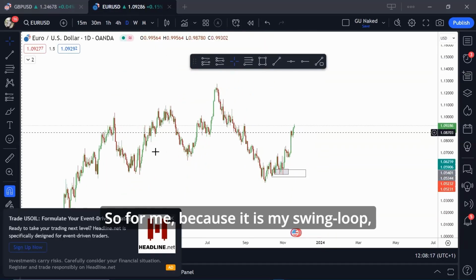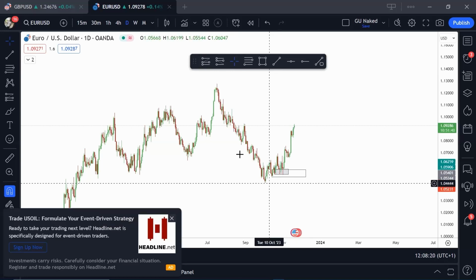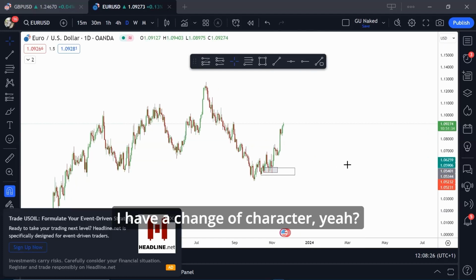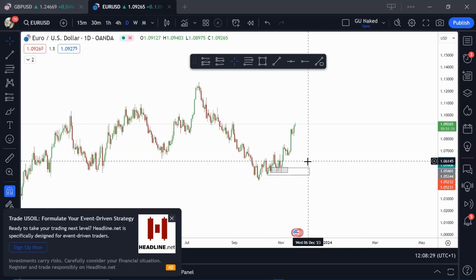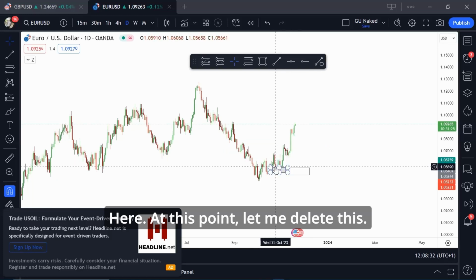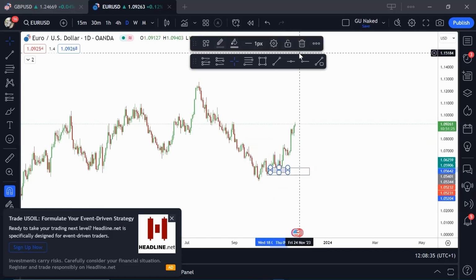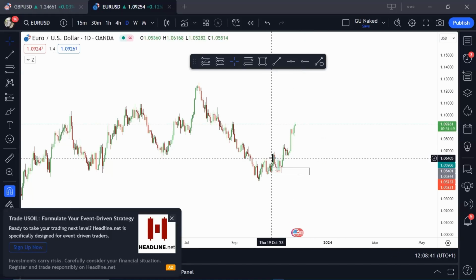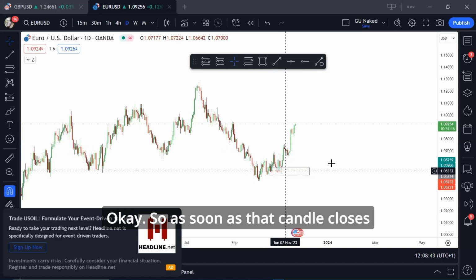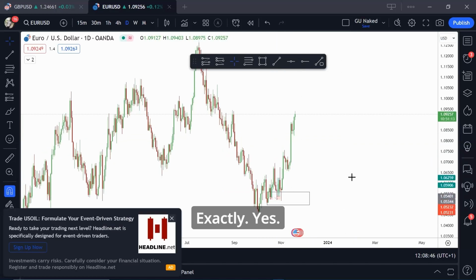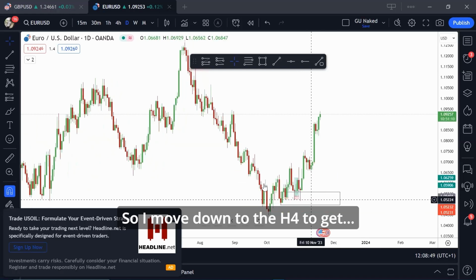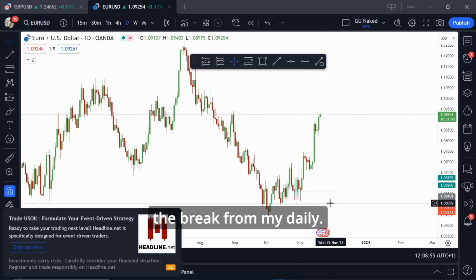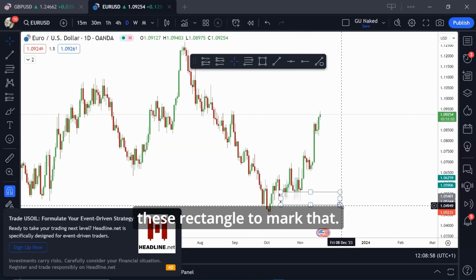From here, you can see this is my swing low. It's a downtrend before. Then there is a breaker. I have a change of character at this candle here. So as soon as that candle closes above that previous breaker? Exactly, yes. So I move down to H4 and mark this order block that caused the break for my daily. I use this rectangle to mark that.